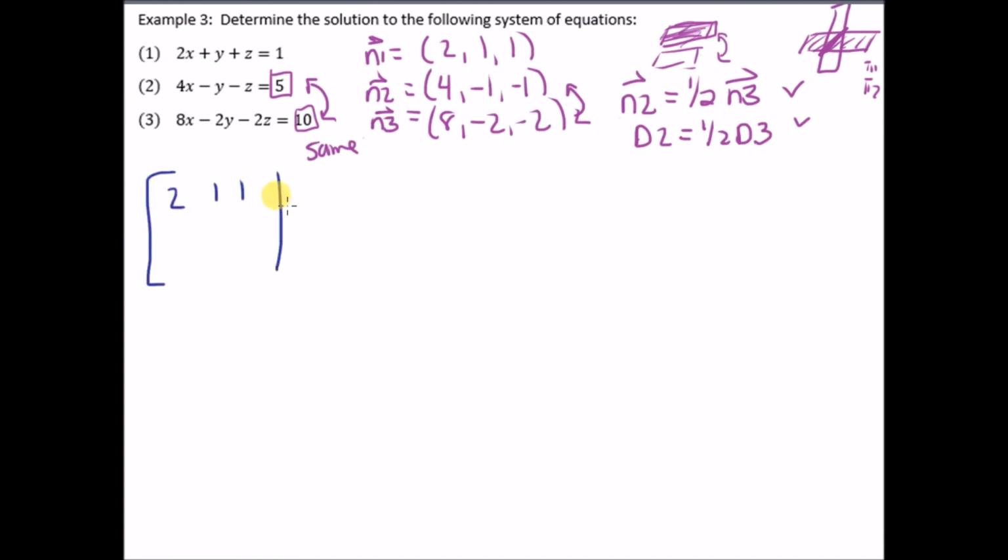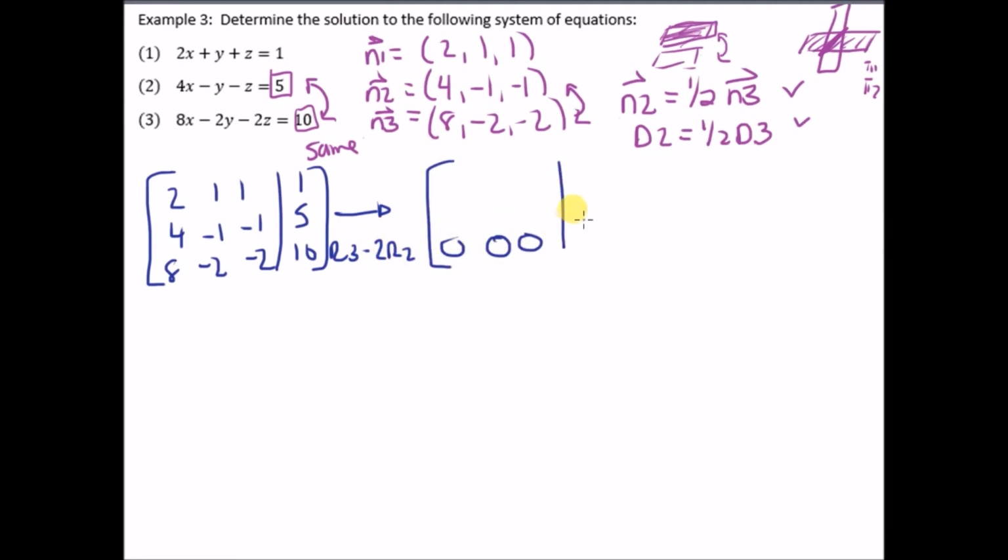2, 1, 1, 1. This is 5 and 10. 4, 8, negative 2, negative 1, negative 1, negative 2. Simply we can take row 3 and subtract 2 of row 2. By doing that, we're going to get all zeros in the bottom. This is just like the previous question. So let's go ahead and write 2, 1, 1, 1 across the top. We can get this x value down to 0. So let's go row 2 minus 2 of row 1.